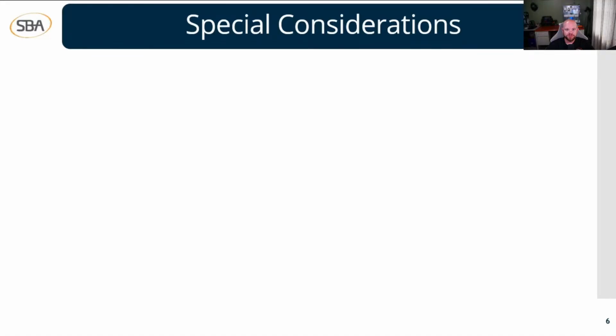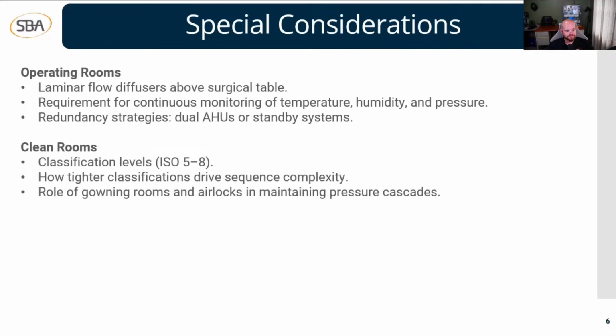Next here, we'll look at some special considerations. For operating rooms, a couple special considerations would be laminar flow diffusers above the surgical tables. You don't want the air blowing directly down on the table, so this would push the air out towards the drop ceiling or whatever ceiling you may have in the room. Next thing here is a requirement for continuous monitoring of temperature, humidity, and pressure.